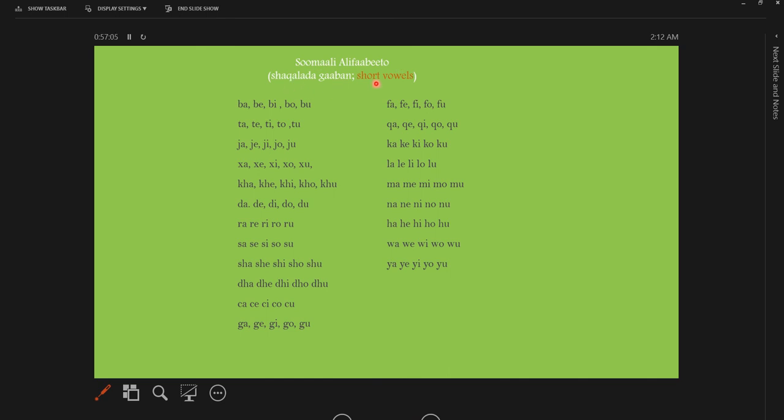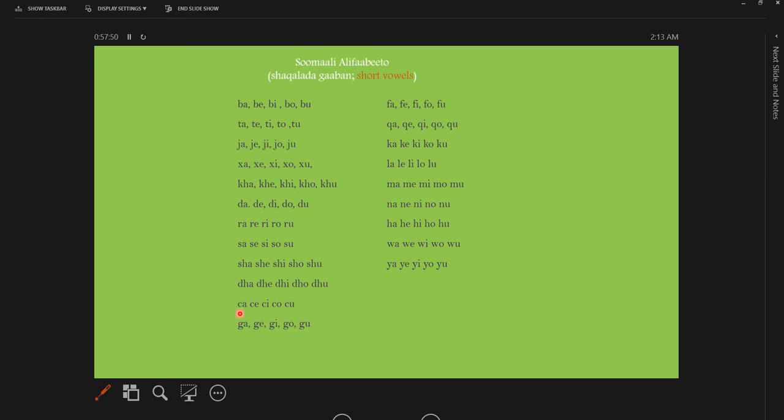Somali alphabet. Shaqalada gaaban, short vowels combined with consonants. Ba, be, bi, bo, bu. Ta, te, ti, to, tu. Ja, je, ji, jo, ju. Ha, he, hi, ho, hu. Kha, khe, khi, kho, khu. Da, de, di, do, du. Ra, re, ri, ro, ru. Sa, se, si, so, su. Sha, she, shi, sho, shu. Da, de, di, do, du.